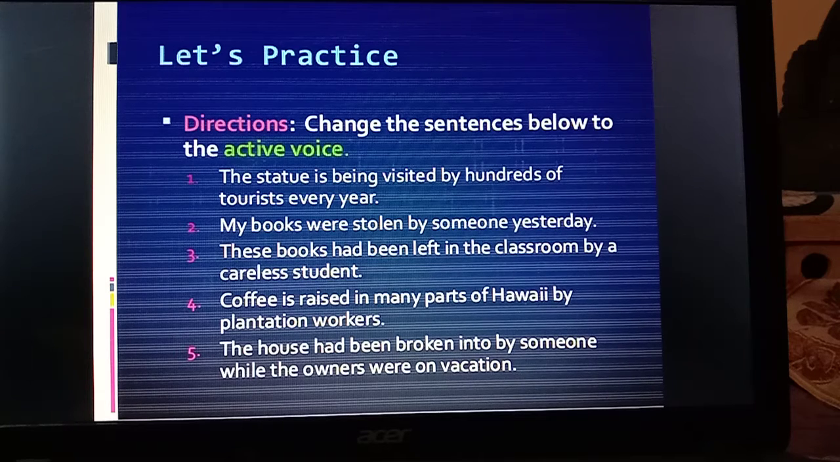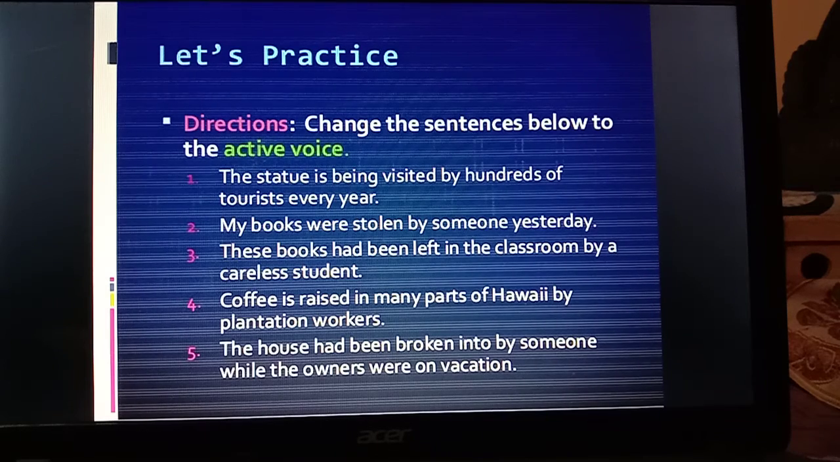So when it is changed into active voice, it will be: plantation workers raise coffee in many parts of Hawaii. The house had been broken into by someone while the owners were on vacation. Someone had broken into the house while the owners were on vacation. This will be active voice.